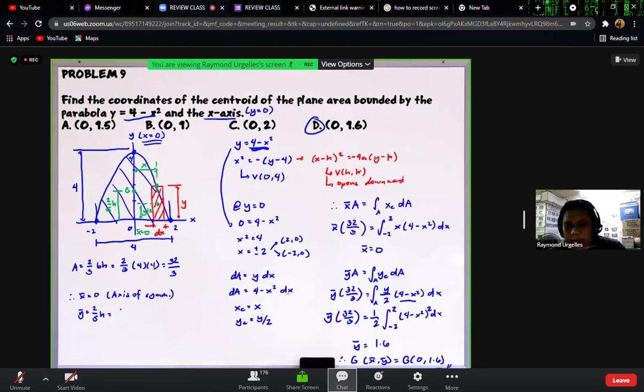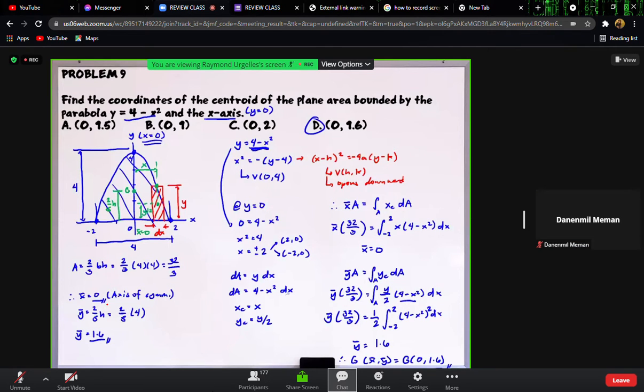The second one: y bar is 2/5 of the height. Again, from the figure, our height is 4 units. So y bar is equal to 1.6. We can see that we get the same result using the direct formula.